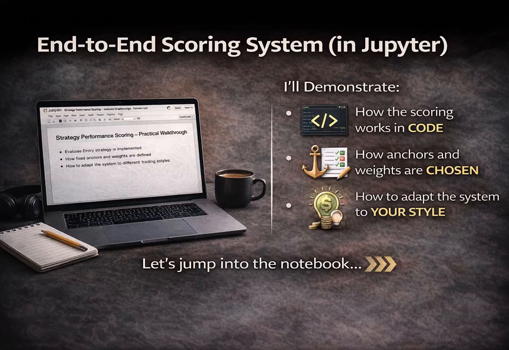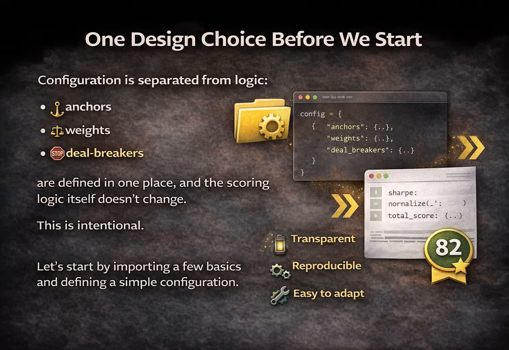In this video I want to make this more concrete without making use of too much theory but more with examples. For this I will use a Jupyter notebook to show you some actual examples in code, like how the scoring works, how anchors work, how weights are chosen and how you can adapt the system to your own trading style. Now before we look at any examples, I first want to show you the overall structure.